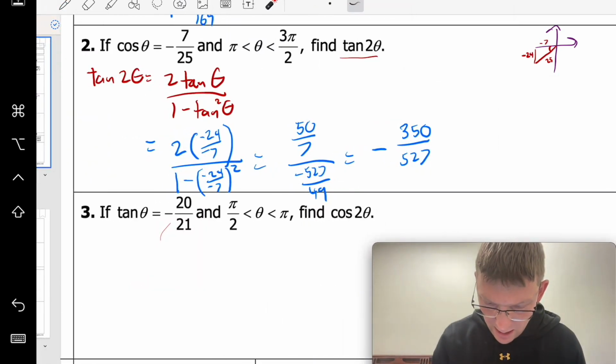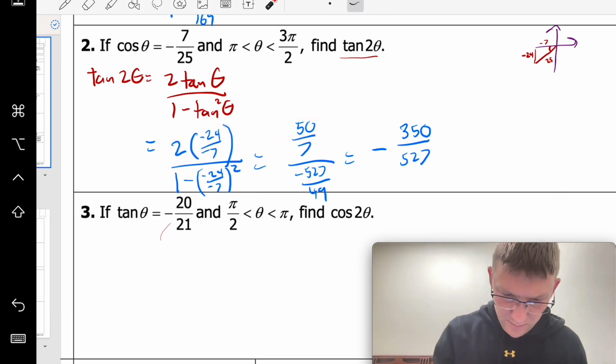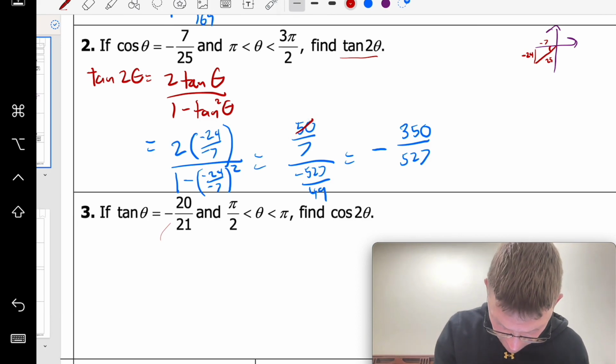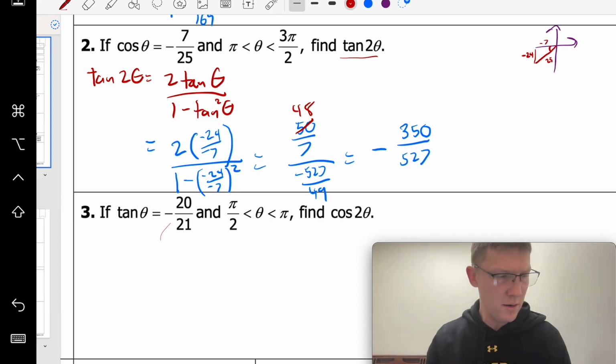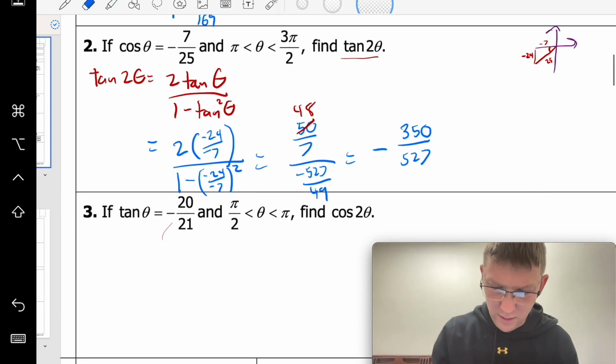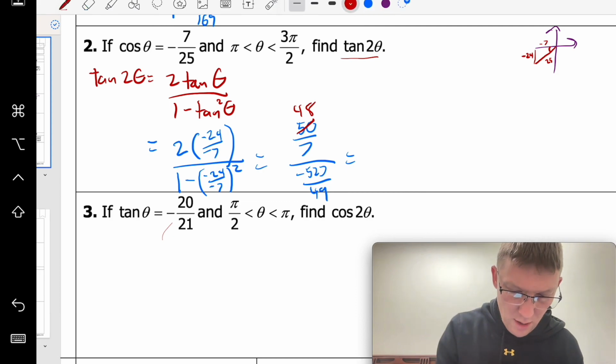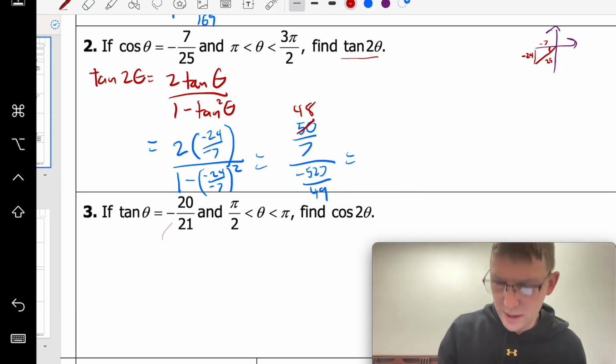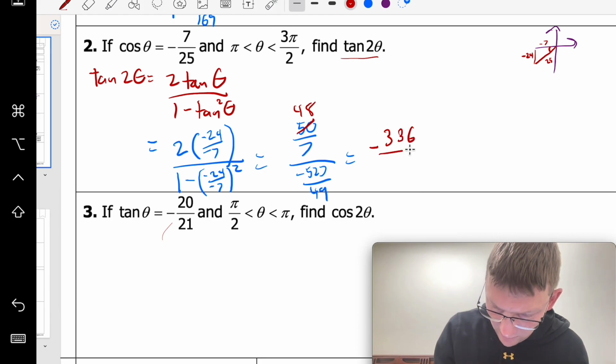Find the mistake. 2 times 24 is not 50. So we're going to fix that. That's going to be 48. And then once we fix all of that and do the math correctly this time, we're going to get -336 over 527.